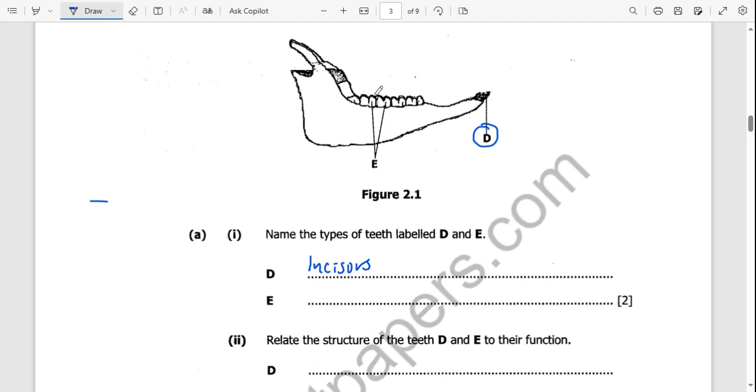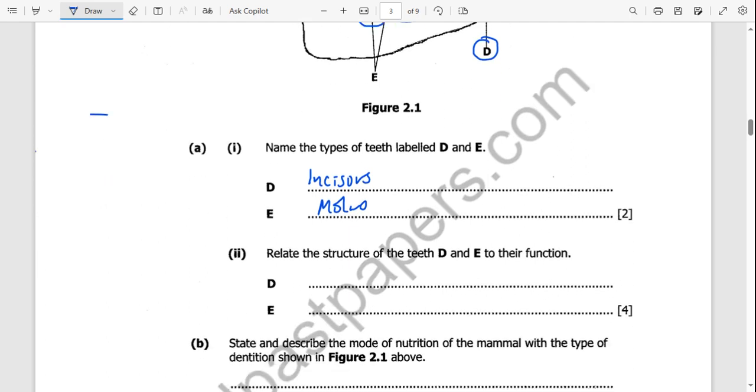And then these ones are at the back. These are the molars. These ones here are the premolars. So those are the molars, which are at the very back. Relate the structure of the tooth D and E to their function. What is the function of D, the incisors? The incisors are chisel shaped, and that is necessary in biting. The molars are more broad, right? They are broad, and that enables them in crushing.